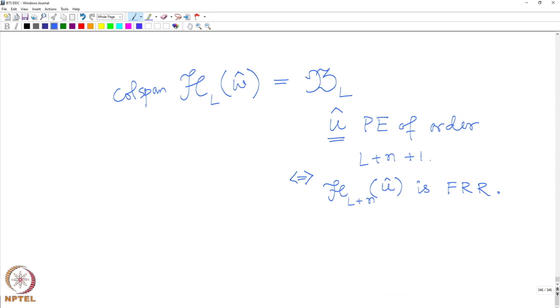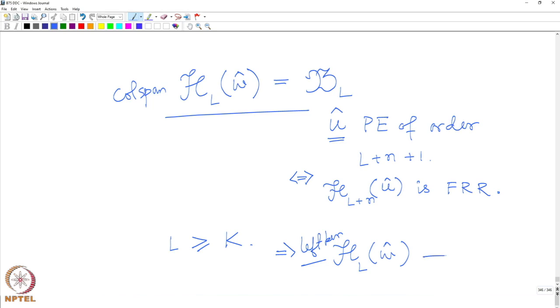And when this is true, and if L is bigger than or equal to the saturation point, then I would just look at this H_L(W hat) and find out its left kernel. That will give me the MPUM of the data, and because of this condition, this MPUM will be a representation of the behavior B itself.